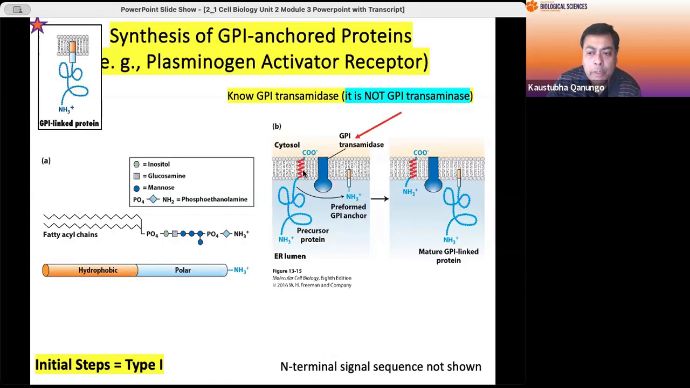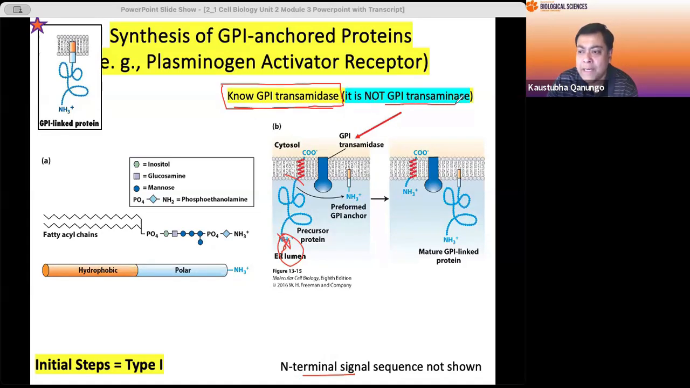So here the protein is synthesized just like your type 1, where the N-terminal signal sequence, not shown, essentially right here, was cleaved. Once the protein is synthesized, it is cleaved from here and transferred by an enzyme called GPI transamidase, not aminase. So if you see transaminase with an N as a distractor, do not choose this. This is the correct answer. These are very specific, and this is transferred onto a GPI anchor.